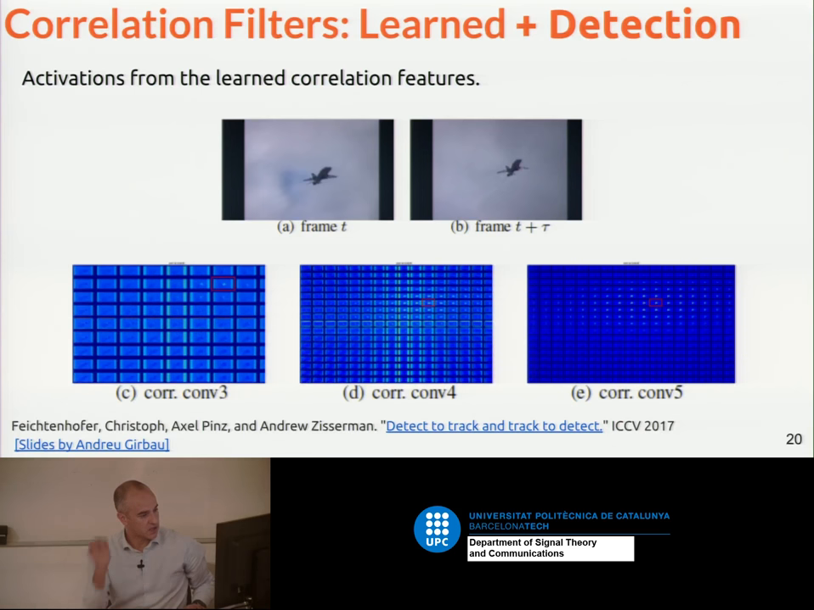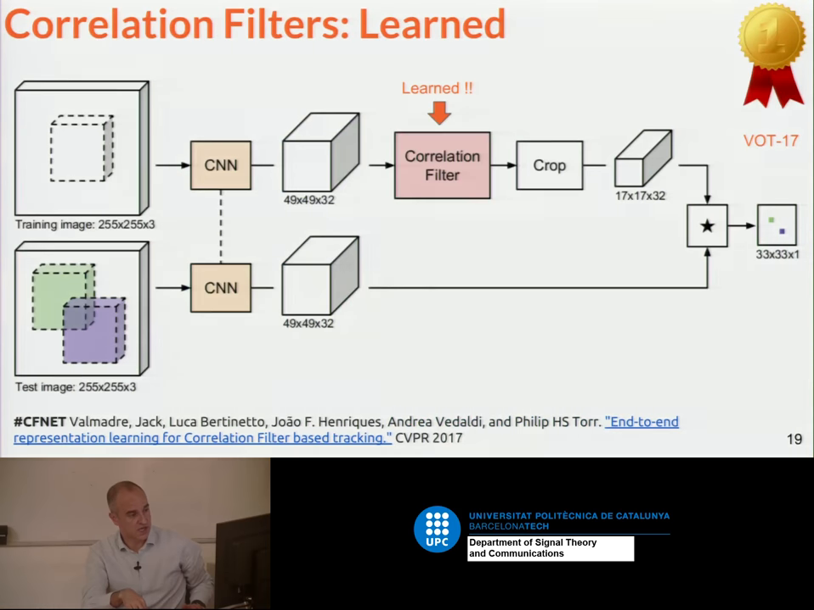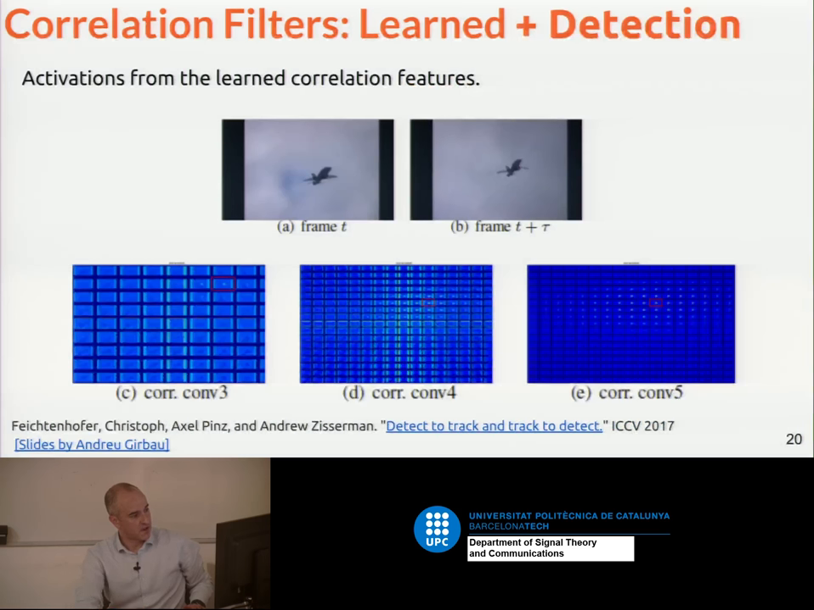So here you see some responses of these filters from different layers. If you have never seen that, it's a bit complicated to understand, but okay. Just imagine that you have frame T and you have frame T plus tau, so in the future, and you want to find this object, this plane, in this future frame. That's the goal. And the way they did it is they trained a neural network such that when you feed the object to track into the network, it's going to have the highest activation in the area in which the object appears in the next frame. That would be the idea.